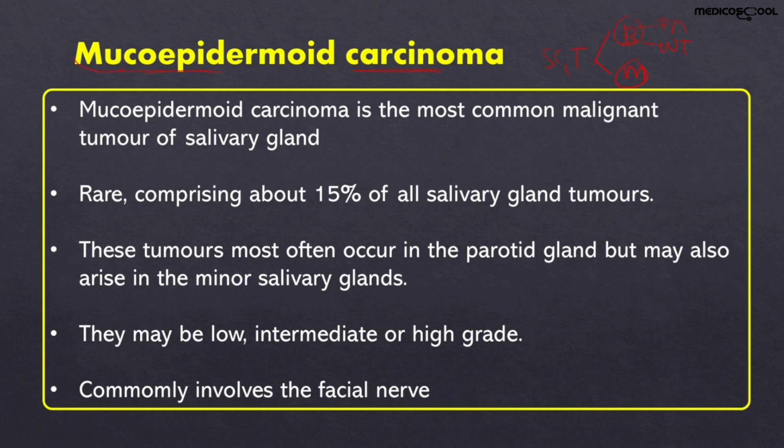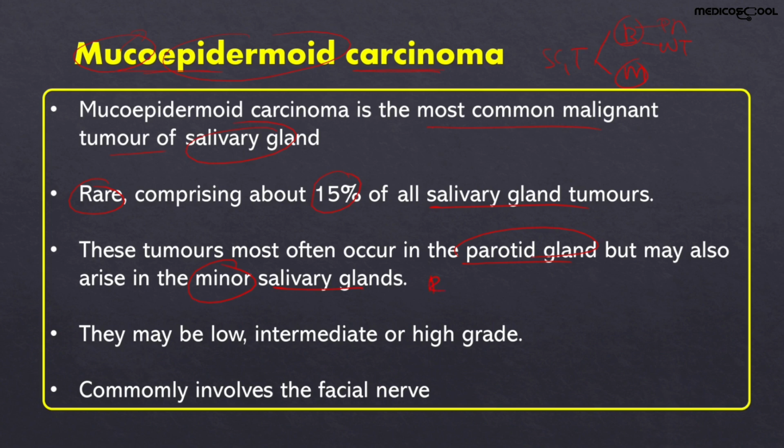In this name you can see Mucoepidermoid Carcinoma. It means that it consists of two components, the mucous component and the epidermoid or epidermis-like component. So mucoepidermoid carcinoma is the most common malignant tumor of the salivary gland. It comprises about 15% of all the salivary gland tumors. It most commonly occurs in the parotid glands, but it may also arise in the minor salivary glands.